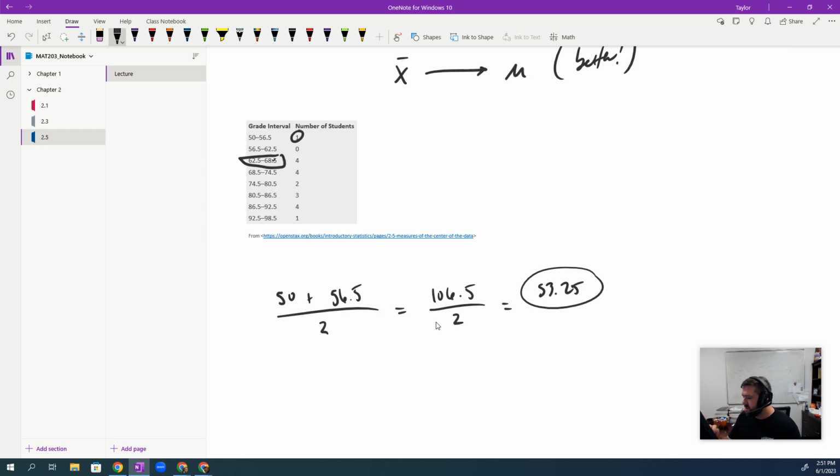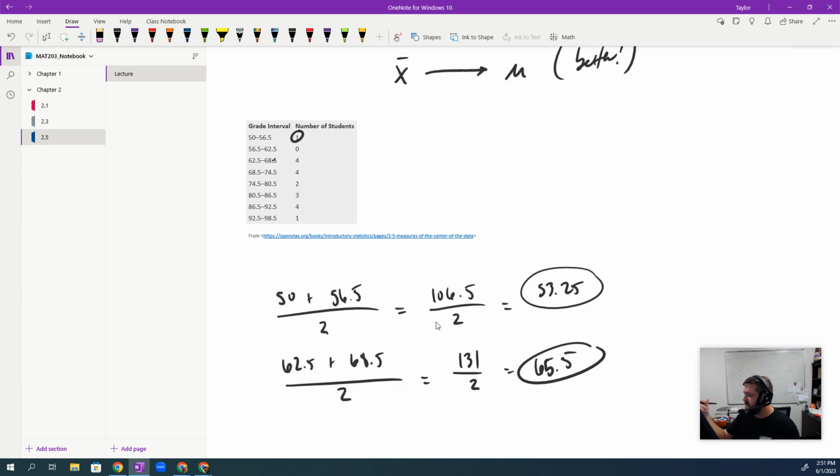And then we do the next one, right? So 62.5 plus 68.5 divided by 2. So I have 120, 130, 131. So I have 131 divided by 2. What's that? We have 65, 65.5. So that's our middle. There's 4 of those, right? So what we do is we take the midpoint of each.